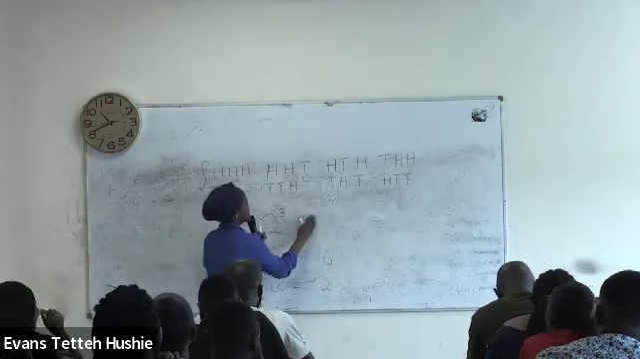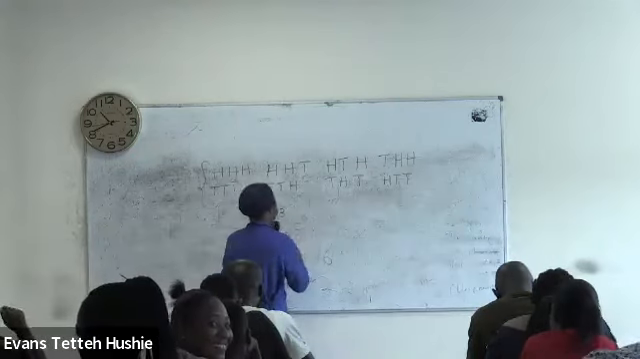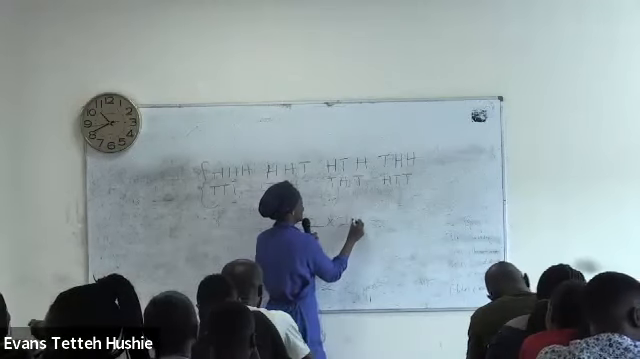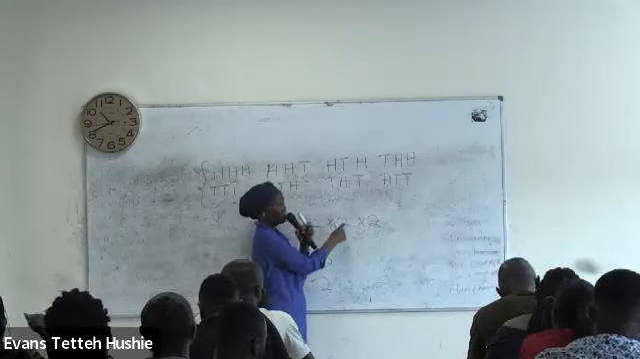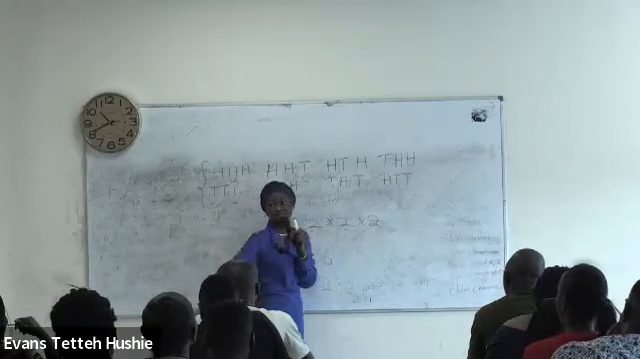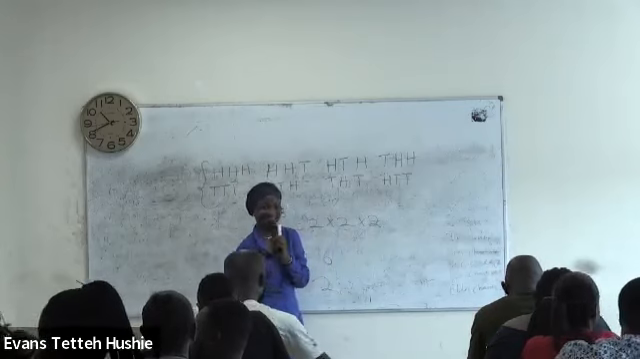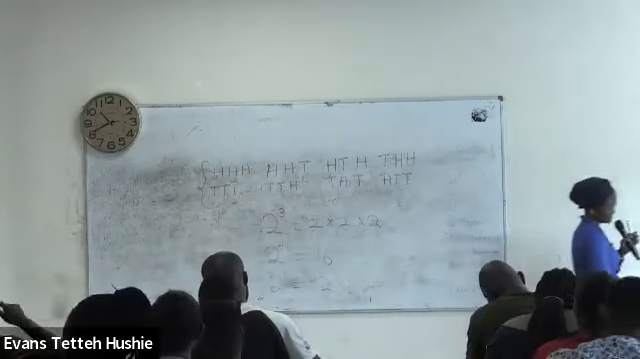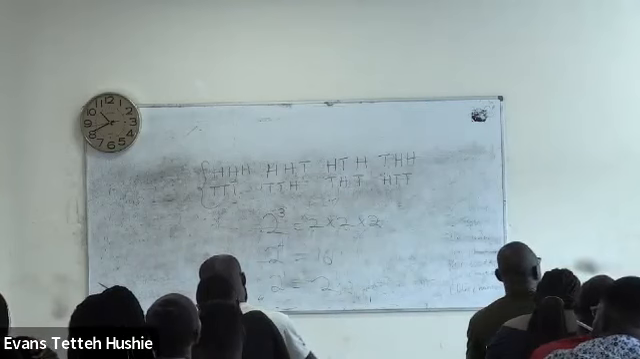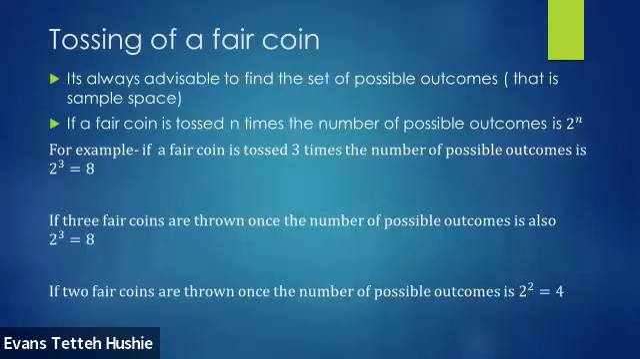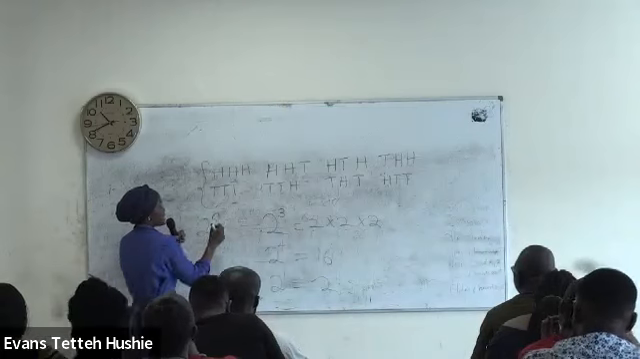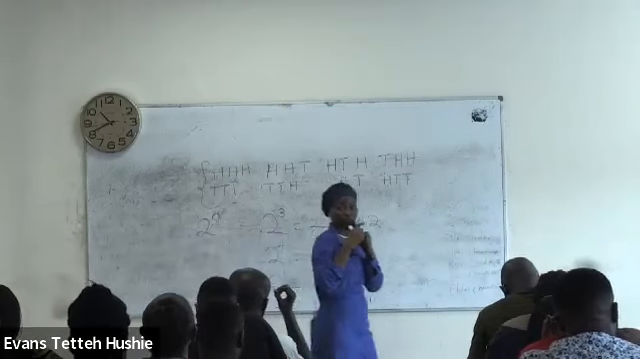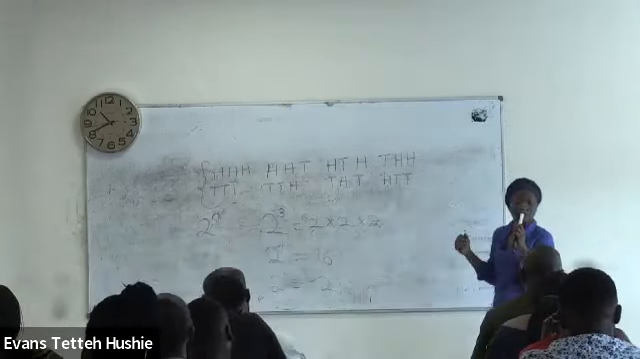Okay, let's break it down. 2 times 2 is what? 4 times 2 is what? So this is telling us 2 raised to the power n, where n is the number of times we toss the coin. Okay? Yes.